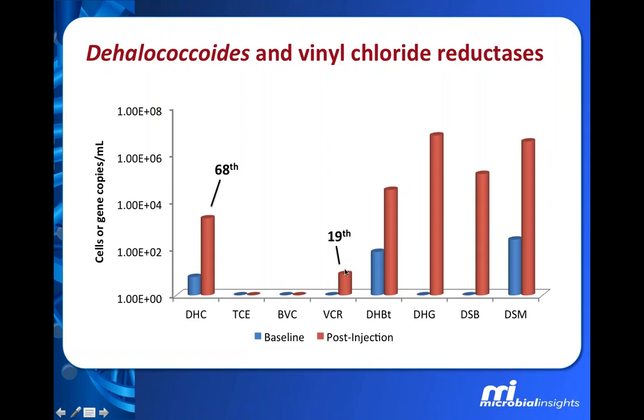When we look at the vinyl chloride reductase genes, we know inherently that those are low. 10 to the low is a low copy number, and we see that we're in the bottom 20th percentile. That's not a surprise with that number. So the low vinyl chloride reductase genes is something that we certainly want to watch in future monitoring events. However, if we look at the overall, we've had pretty successful biostimulation from this first event.